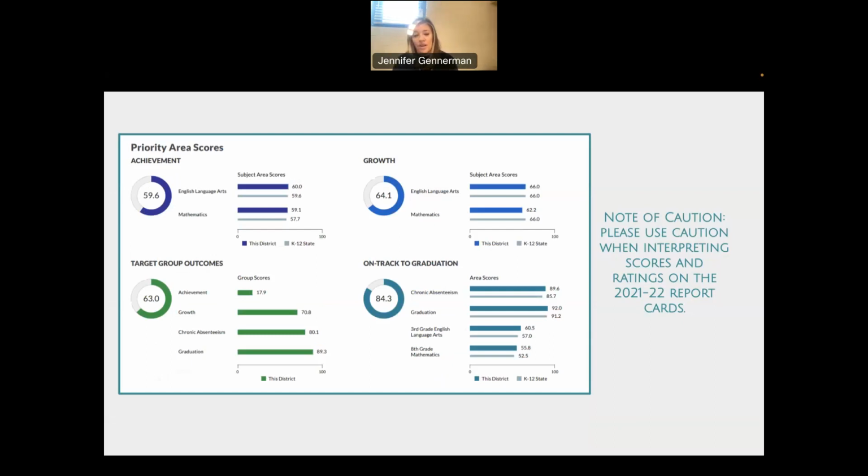While the calculations on all areas of the report card are very complex, growth as a priority area is the one area that I get the most questions on. So I want to take a little bit of time to talk just specifically about value add growth.